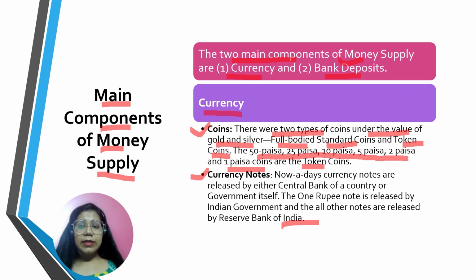Now let's read about currency notes. Currency notes are an important part of the money supply. Nowadays currency notes are released either by the central bank of a country or by the government itself. In our country, the 1 rupee note is released by the Indian government, but all the other notes are released by the Reserve Bank of India.